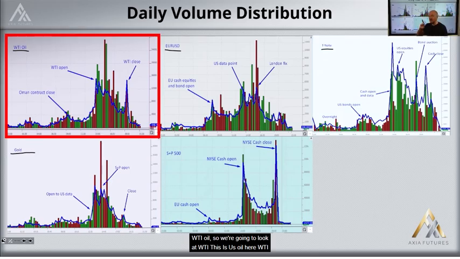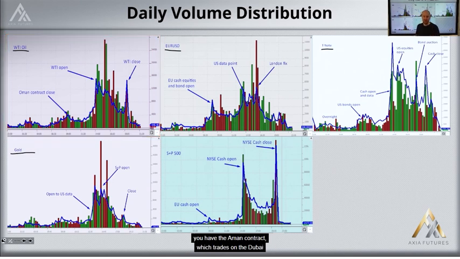WTI oil. So we're going to look at WTI, this is US oil here. WTI oil moves through different periods. You have a period where you have the Oman contract, which trades on the Dubai Mercantile Exchange, so this runs through the night. You have Brent coming in early on in the day, and then volume really picks up going into the WTI open. The WTI cash session, as you know, runs from 2 until 7:30 UK time. That's where the volume really picks up. Then you can see it drop back down, then you get the surge of volume into the close before the drift off once again.